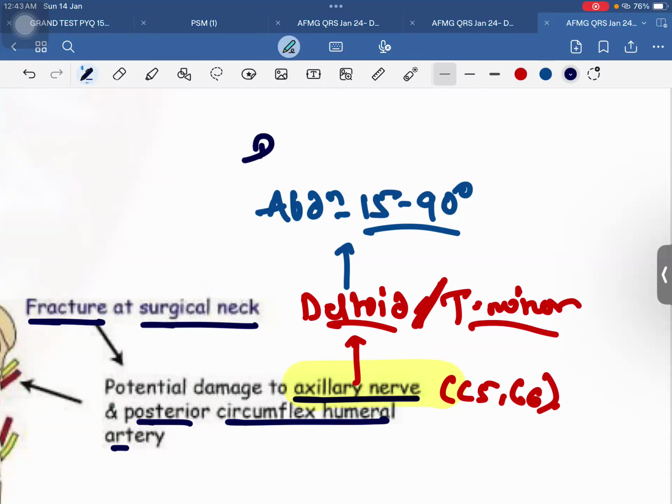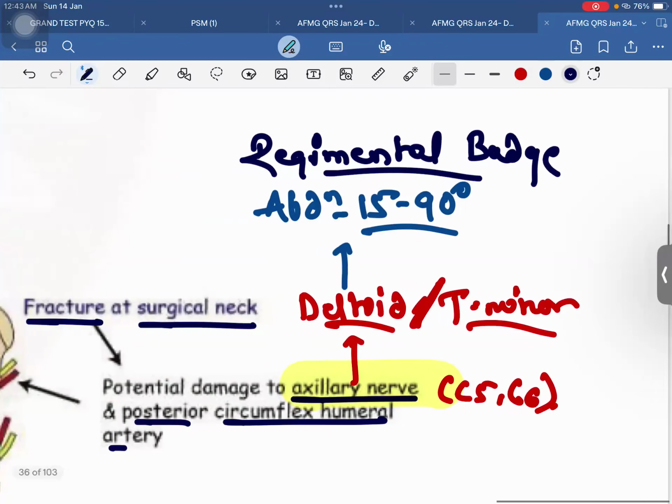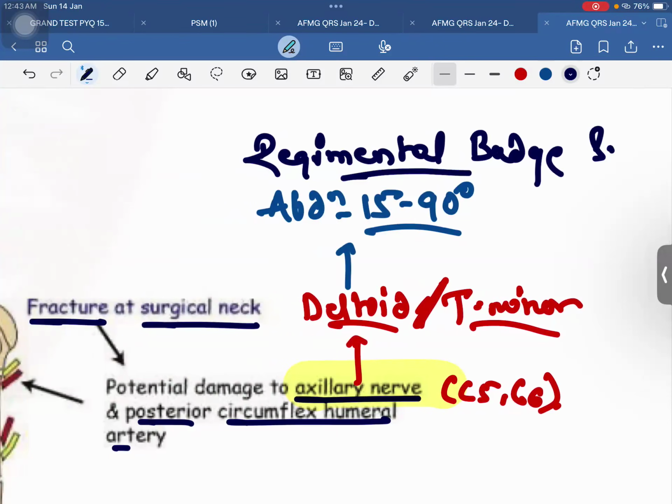Along with that, the patient will have loss of sensation, beta, on the upper lateral part of the arm. When there is loss of sensation on the upper lateral part of the arm, where the army people wore their regimental badges, this is what is called the regimental badge sign. Anesthesia or loss of sensation in the upper lateral arm is known as the regimental badge sign, beta.